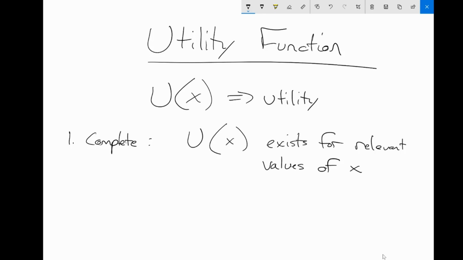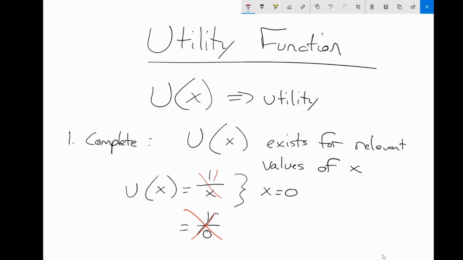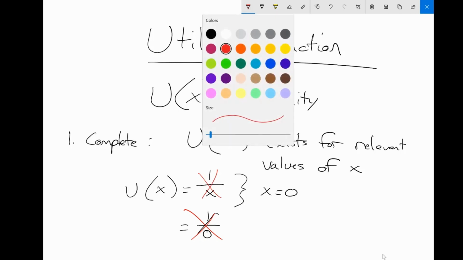That means it doesn't. Here, let me give you an example of a function that doesn't exist. If I tried to have a utility function that was 1 over x, then this would not exist if x equals 0. If x equals 0, it would be 1 divided by 0, and this is not defined. Okay? That means the function wouldn't exist. So this 1 over x does not work as a utility function because it's not defined.